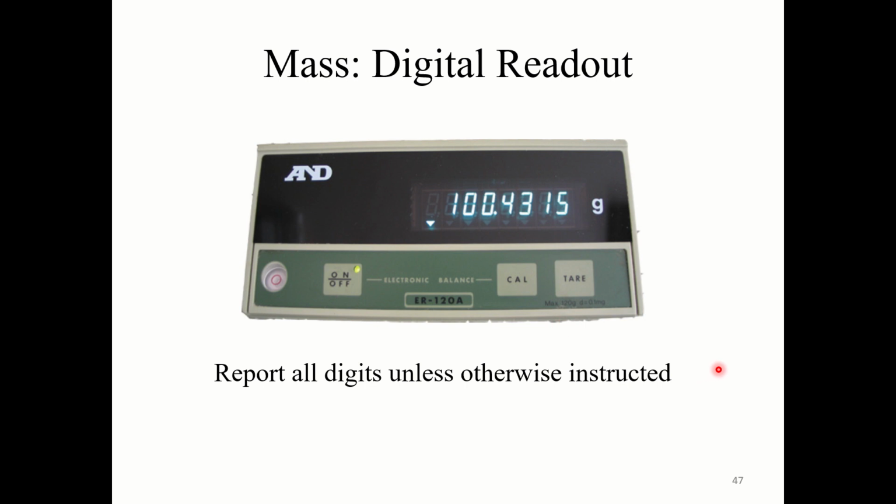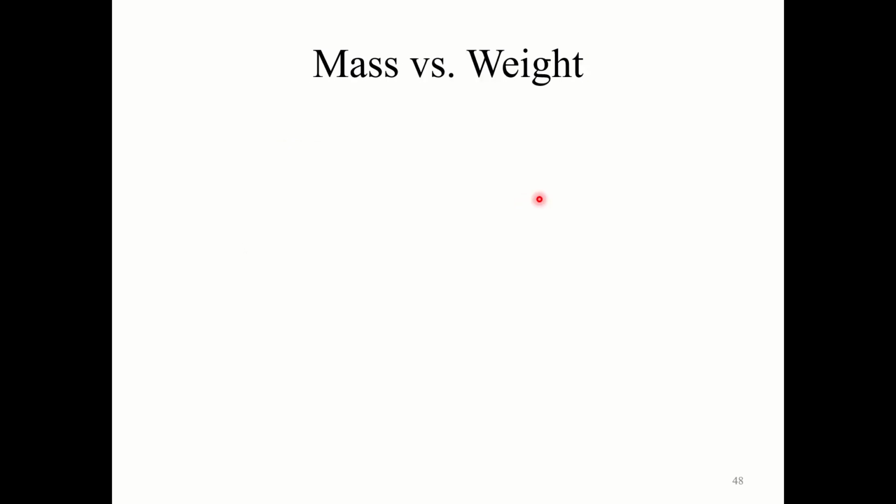Now when you go to use a digital scale in lab, this is very easy. Just report all digits directly from the digital scale or from the balance, unless otherwise instructed. The balances we'll be using in lab go to 4 decimal places, so just write down what you see on the screen.